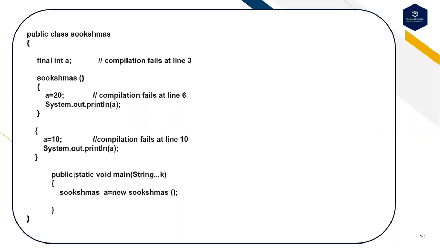Execution of the program begins from the main. Here I have created an object for the Sukshmas class: Sukshmas s is equal to new Sukshmas. Predict the output of this code. These are the following options: compilation fails at line number 3, line number 6, and line number 10, and the fourth option is none of the above. You can predict the output of this code.